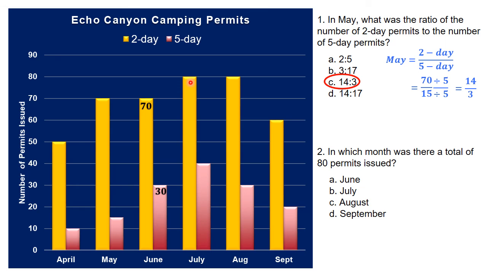Here on July and August, they already have 80, so it also cannot be July and August, as adding the 40 and 30 will exceed 80. And September, we have 60 and 20, which if we get their sum, is 80 permits used. That means our answer is September, letter D.